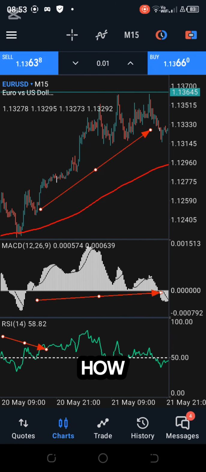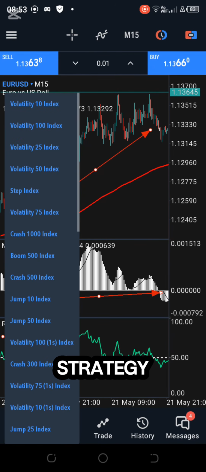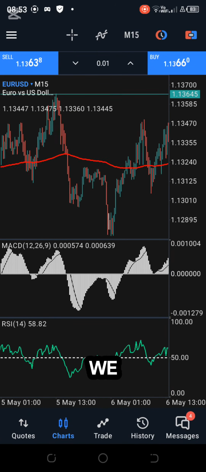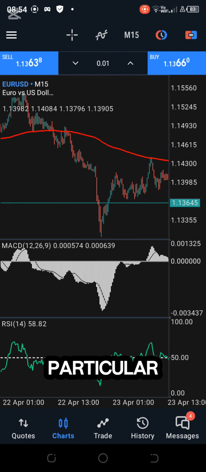Let's quickly look at how we can sell using this particular strategy. We are still looking at EURUSD. How can we sell using this strategy?